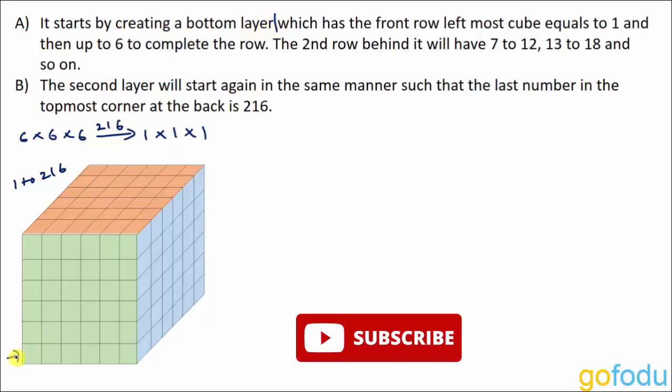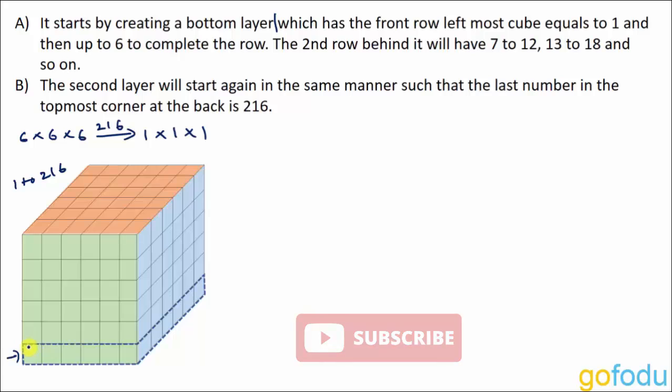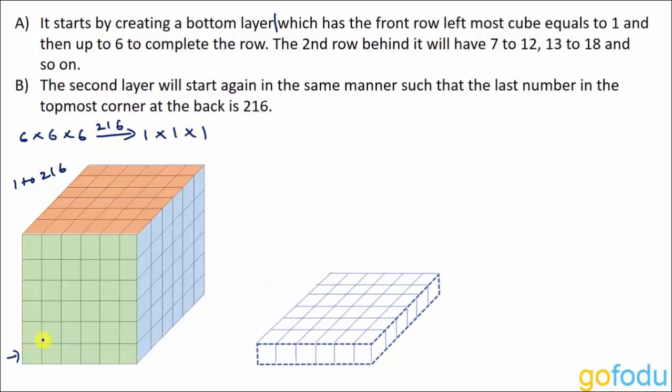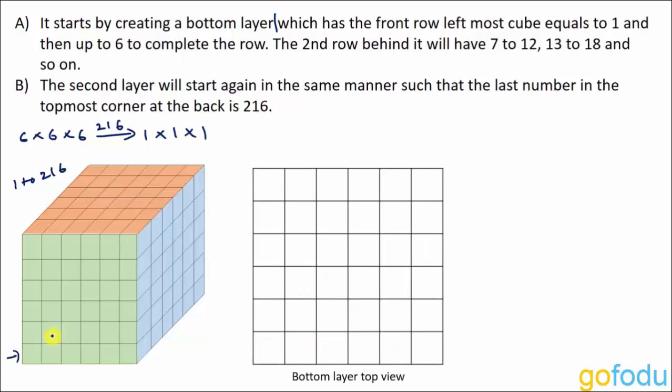So this will be our bottom layer. Let's look at it separately. Now it would be more convenient if we look at the top view of this layer like this. Now it has a front row. So this will be the front row. And here this will be the front row. Leftmost cube equals to 1. So numbering on this cube is 1.